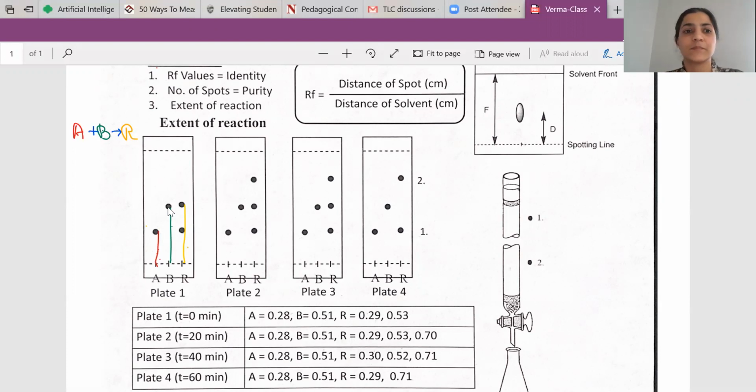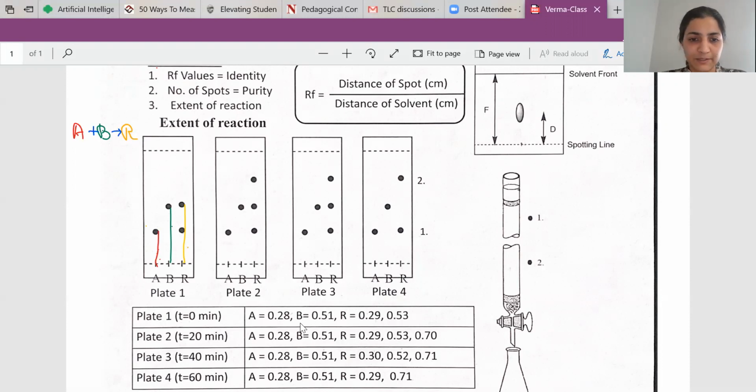So from this kind of a TLC plate, if you are given this and asked, there are two things that you can figure out: either the reaction has not started or the reaction is not going on. Depending on the choices that you will be given, you have to choose the correct one.